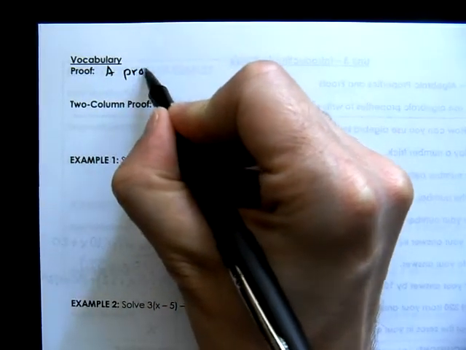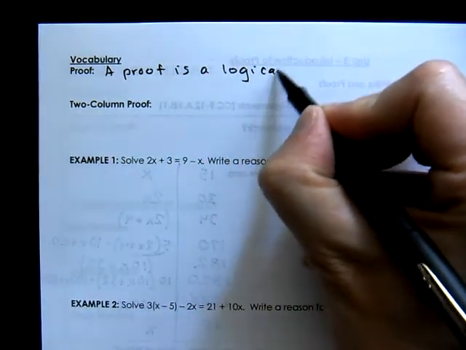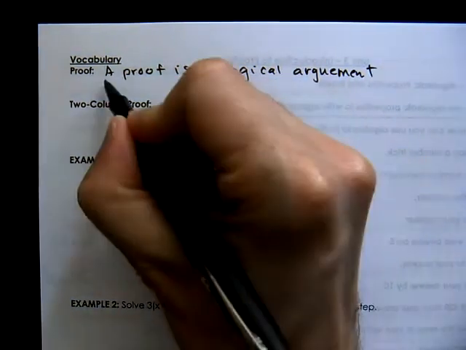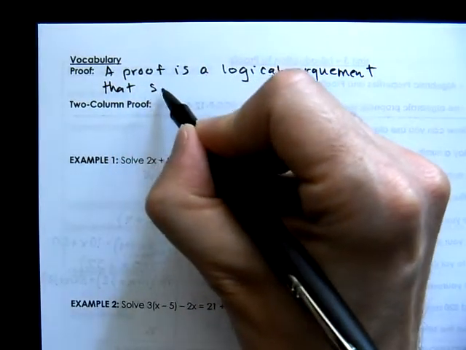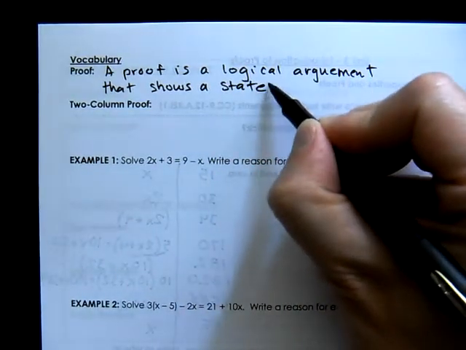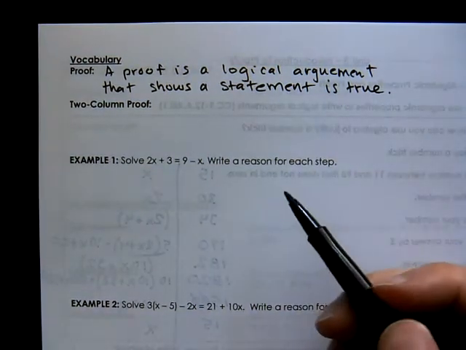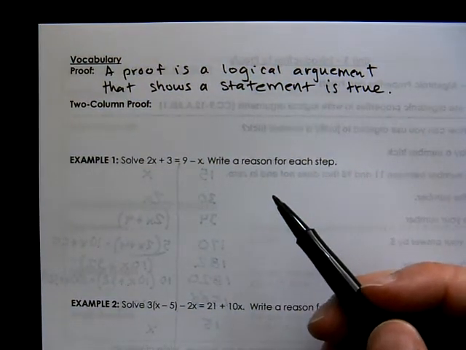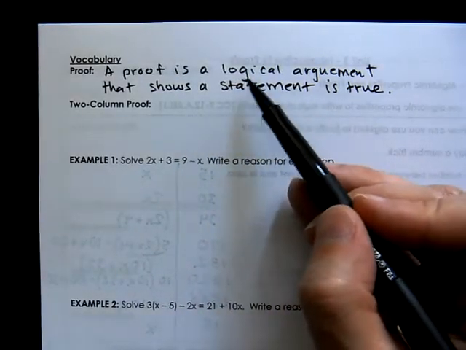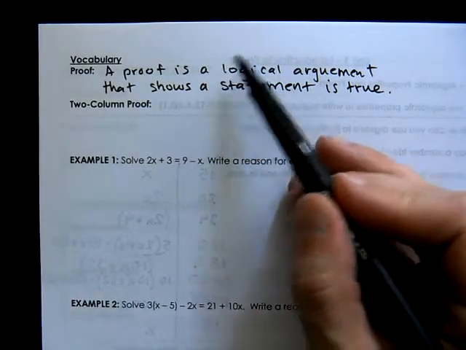A proof is a logical argument that shows a statement is true. So, logical, again, each of our statements has to be true in order for the entire proof to be true. We can't use false or silly ideas.